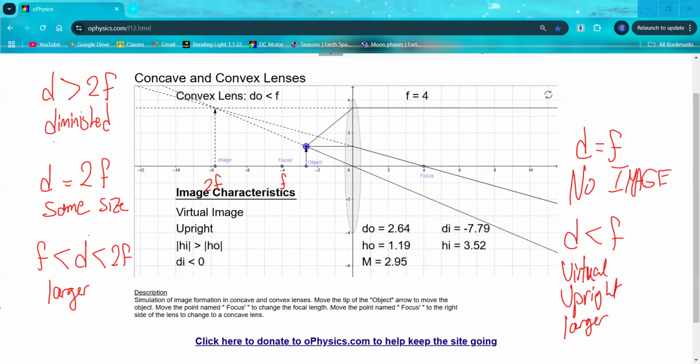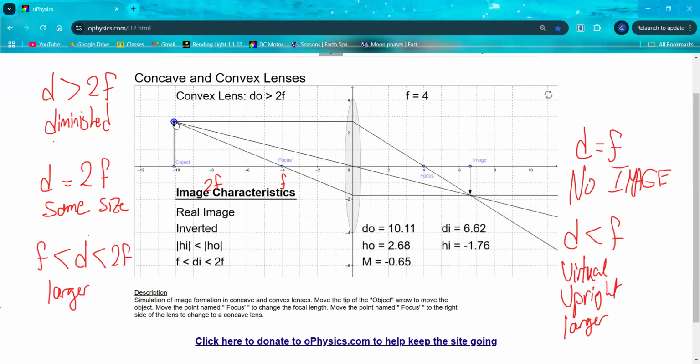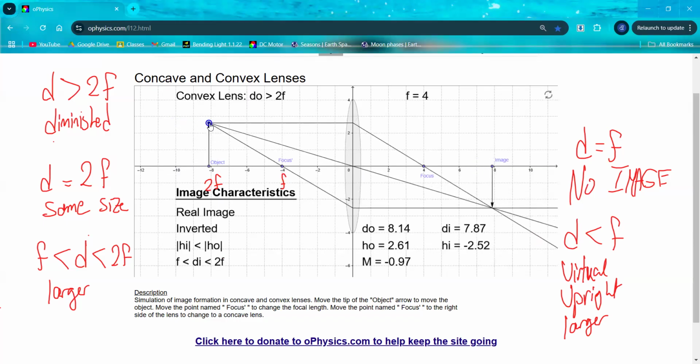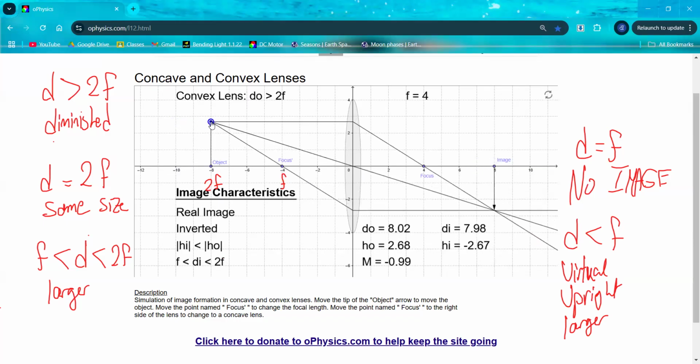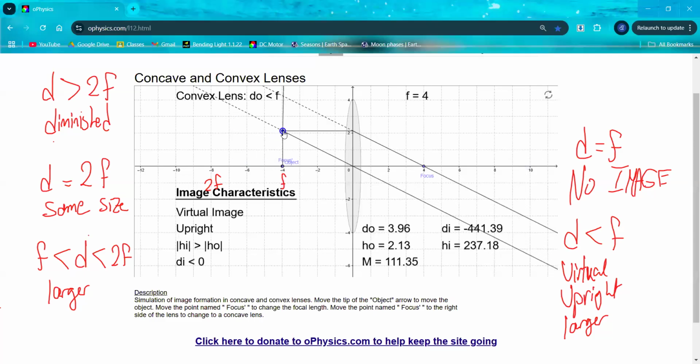But again, let me repeat the experiment. If we have an object very far away, as the distance increases, what happens to the image? It gets smaller. As the distance decreases, it gets larger. At 2f exactly, it's the same size. As the distance decreases even more, it keeps on getting larger until the focal point.